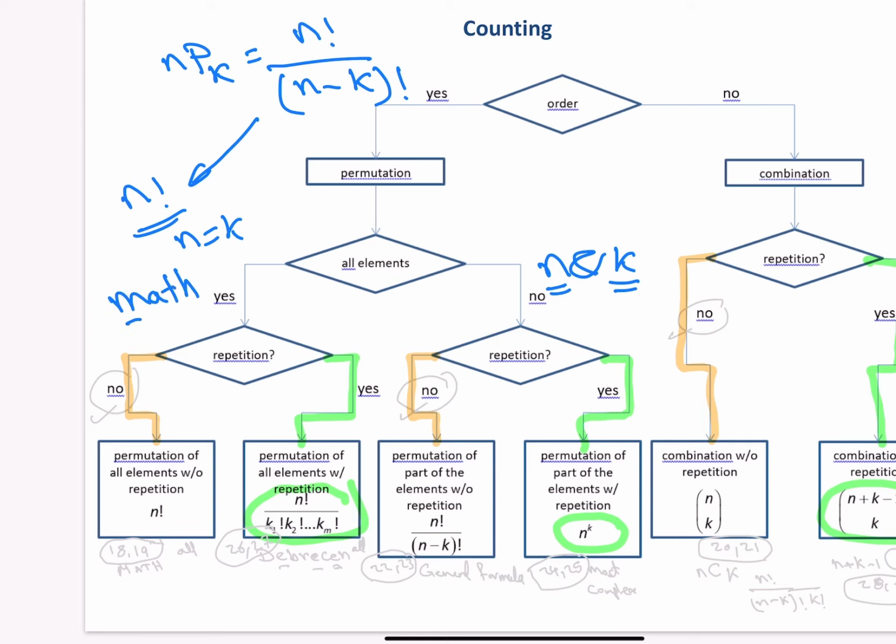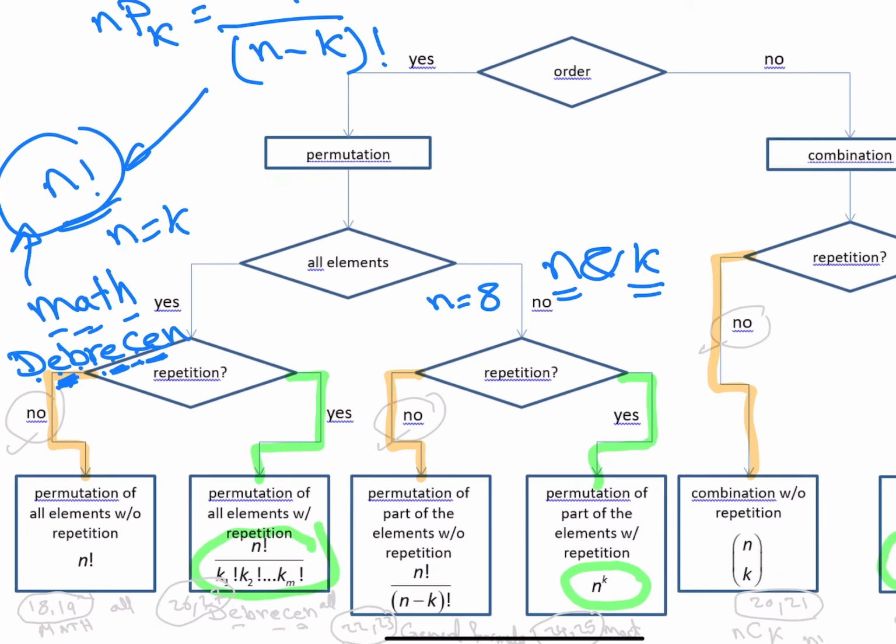The word math, all of them will be used, so it will be n factorial. But if I have another word like Debrecen, how many E's are here? I have 3 E's repeated. There is a repetition. If you remember, in this case we'll have n equals 1, 2, 3, 4, 5, 6, 7, 8. Debrecen, 8. And how many will you choose out of them?